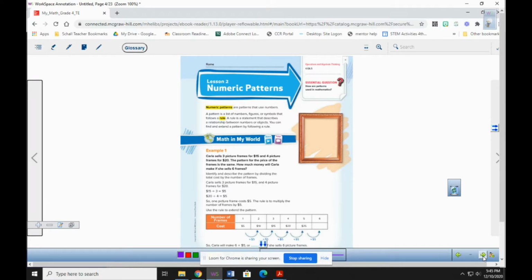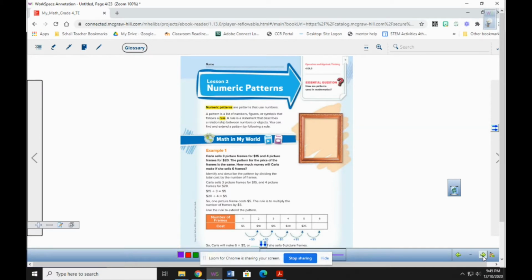Carla sells 3 picture frames for $15 and 4 picture frames for $20. The pattern for the price of the frames is the same. How much money will Carla make if she sells 6 frames? So first we need to identify and describe the pattern. We're going to figure that out by dividing the amount of money by the number of frames.